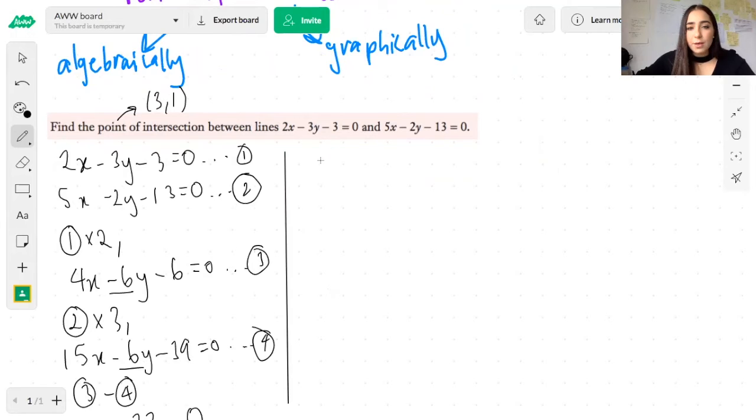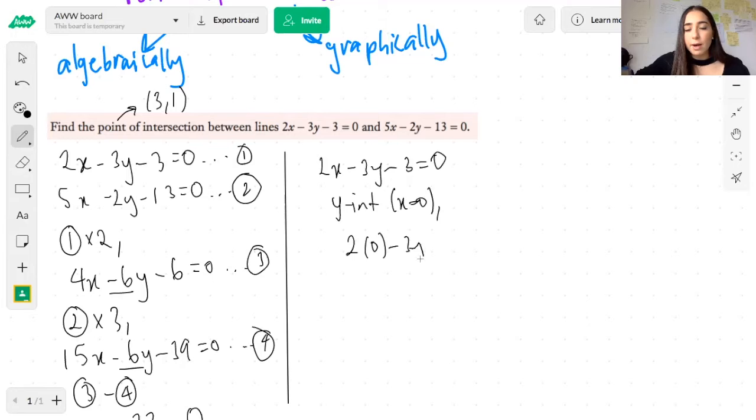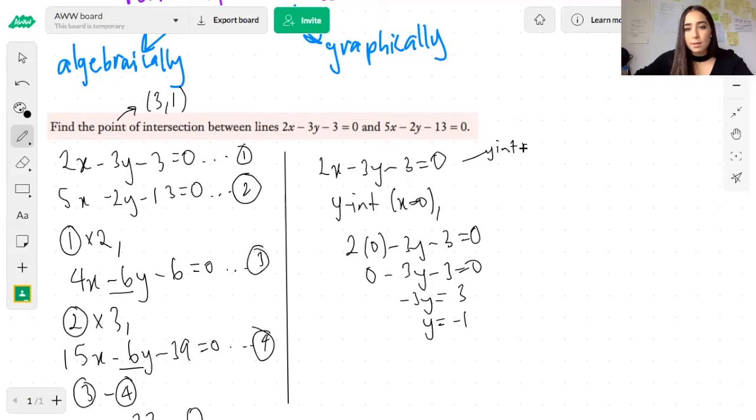Taking the first equation here, we have 2x minus 3y minus 3 equals 0. So this is a straight line. The best way that I like to draw straight lines is finding the x and the y-intercept. I'm going to first start by finding the y-intercept. That's when x equals 0. So I sub x equals 0 into the equation. I get 2 lots of 0 minus 3y minus 3 equals 0. Now I solve for y. So 0 minus 3y minus 3 equals 0, minus 3y equals 3. And then y equals negative 1. So the y-intercept is negative 1.